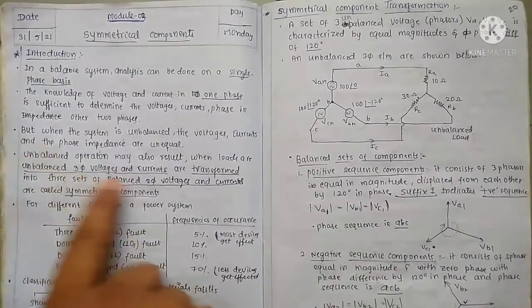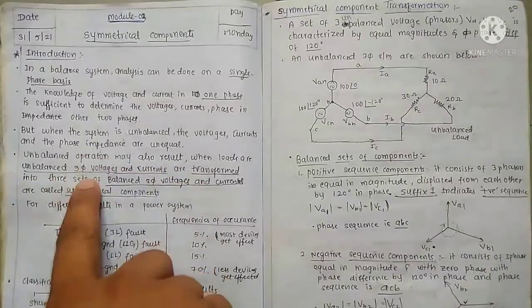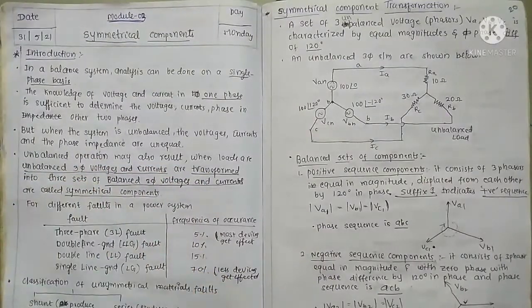Here is the definition of symmetrical components. I will explain what exactly symmetrical components mean. Symmetrical faults are easier to analyze because in the three lines R, Y, B there will be equal current flow. Okay, this is symmetrical faults.